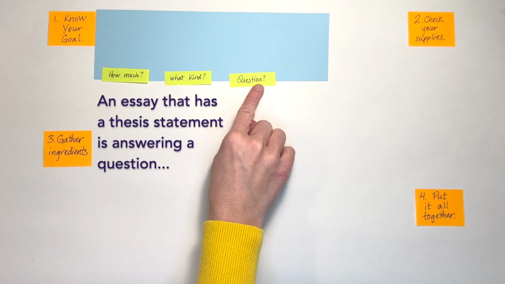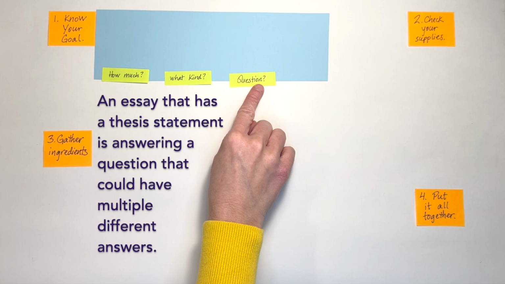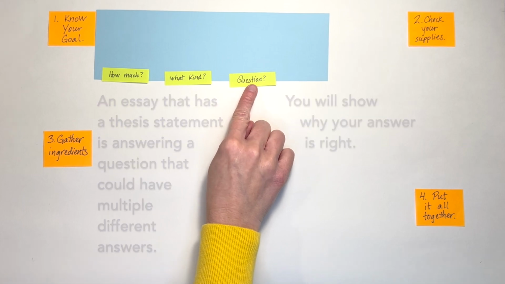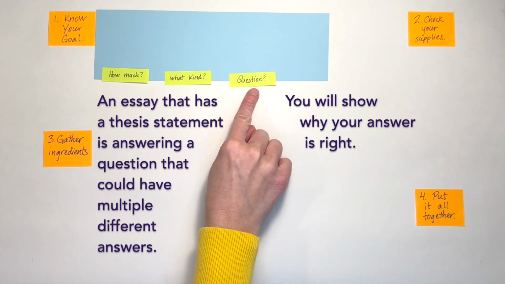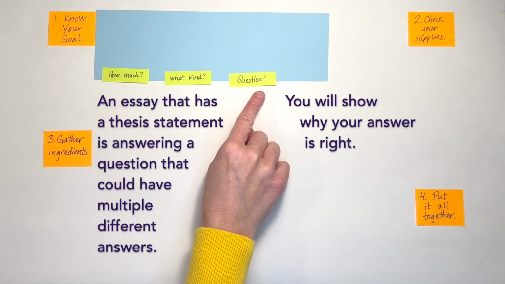An essay that has a thesis statement is answering a question, but it's not any question. It's a question that could have multiple different answers, and you're going to show why your answer is right. That's what we're looking for to write our thesis and to write our whole paper.